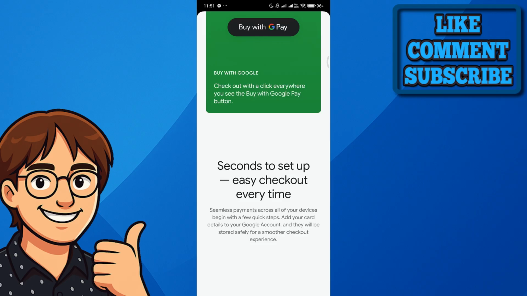But again, Google Pay cannot refund money themselves, but they open a support ticket with the bank faster since it's more direct.